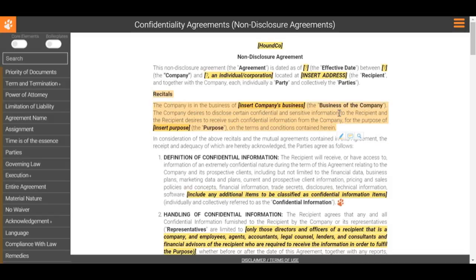The recital section of the agreement is where parties may want to outline the purpose of the non-disclosure agreement and the benefits or consideration that are being given and received by both parties. It should outline the story that leads to the creation of the non-disclosure agreement.